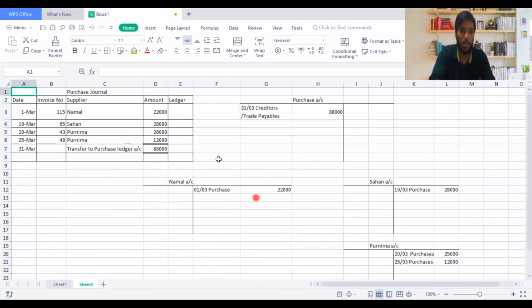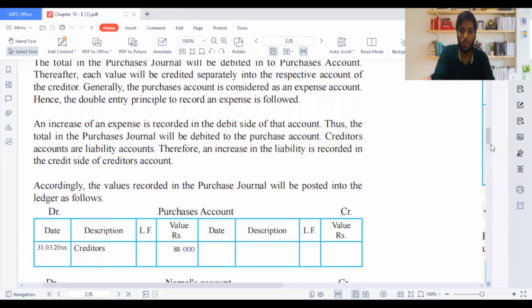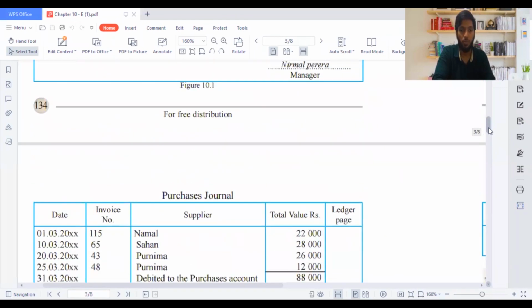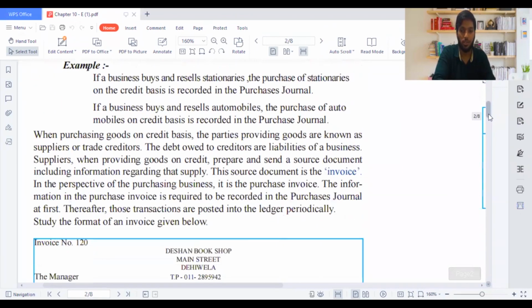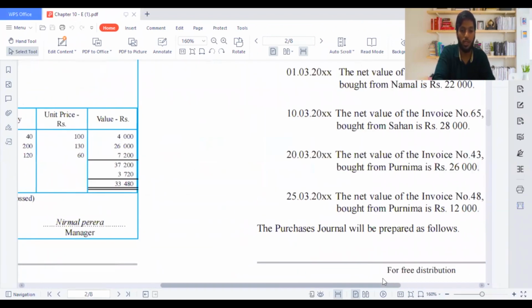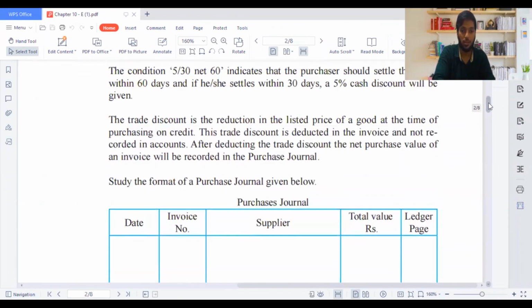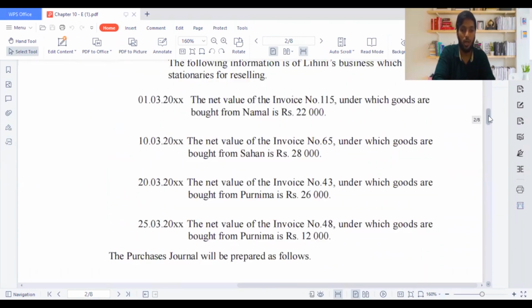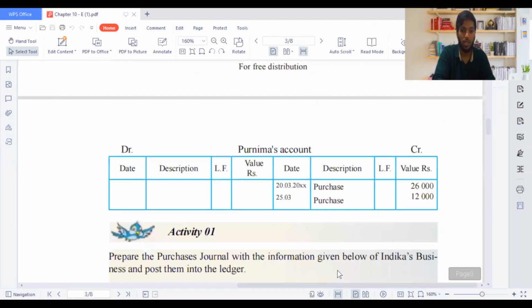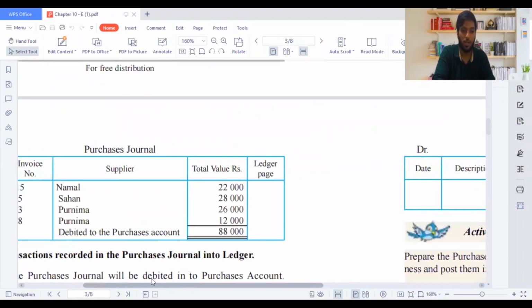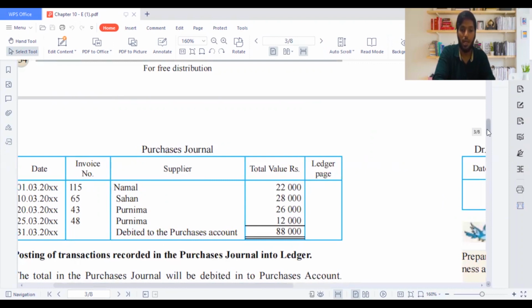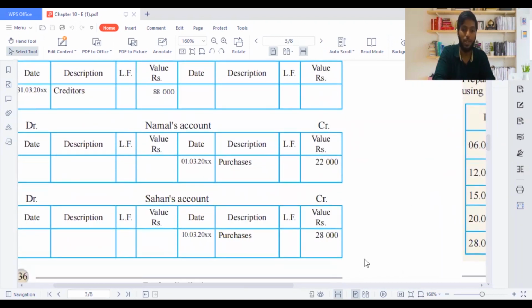With that knowledge, now we are going to move on to the activities given on the sum. Let me take you to the textbook and show which areas we have finished. We spoke about the purchase invoice. I showed you how a purchase invoice looks from the creditor side. Then I explained what a purchase journal is, how to record transactions in the purchase journal, and how they should be recorded to the ledger accounts.